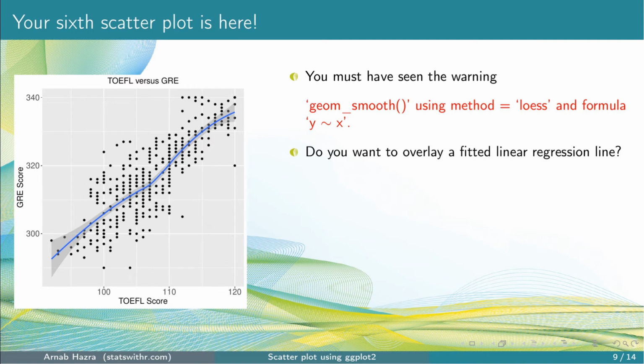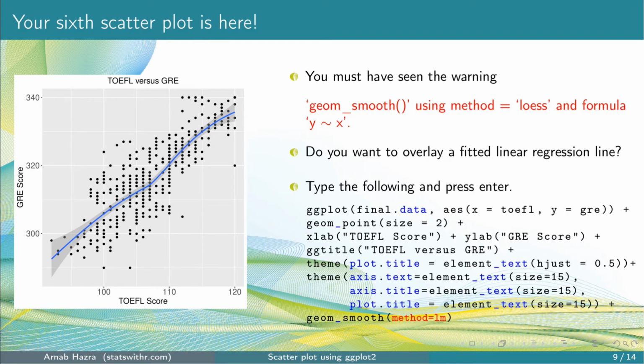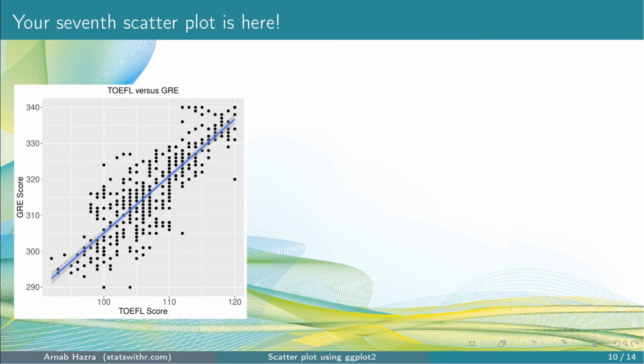Next, you may be interested to fit a simple linear regression instead of loess. To do that, add the argument method equals to lm within geom_smooth. Now press enter. Okay, we have the seventh scatter plot. We can see that the locally weighted regression line is replaced by a simple linear regression line.